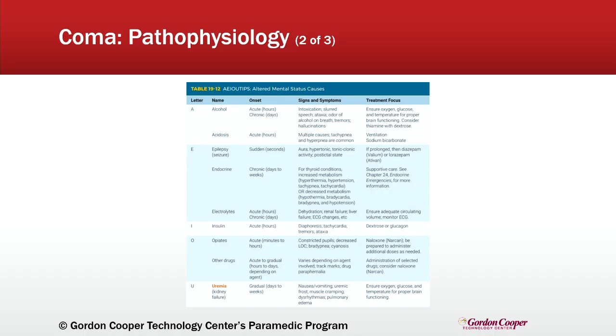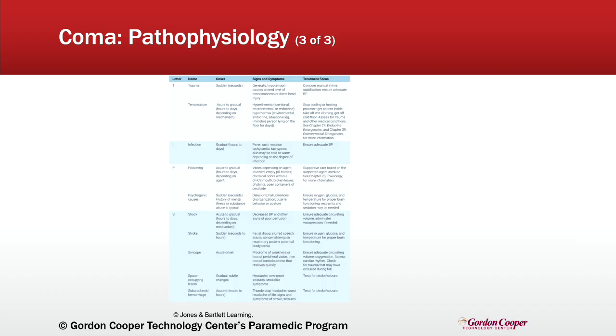And this gives us a mnemonic to follow to maybe determine what might be going on, and gives us some direction to begin our detective work. A is for the first two A's, one's for alcohol and one's for acidosis, and then we got epilepsy, endocrine, electrolytes, insulin, opiates, uremia, maybe there's a problem with the blood. So there's several things in this that we can consider when we're looking, and this will help provide us a direction.